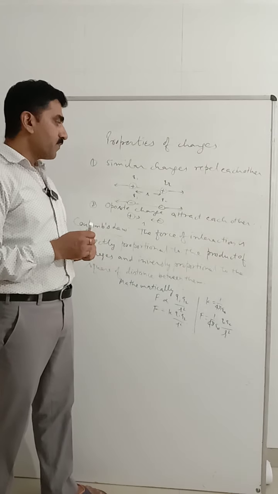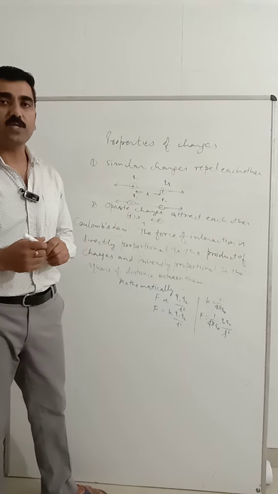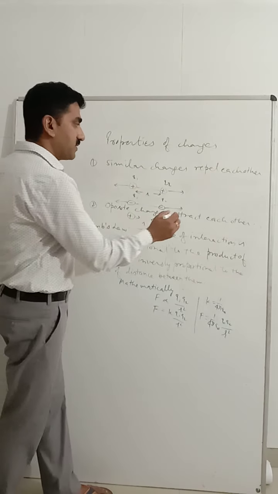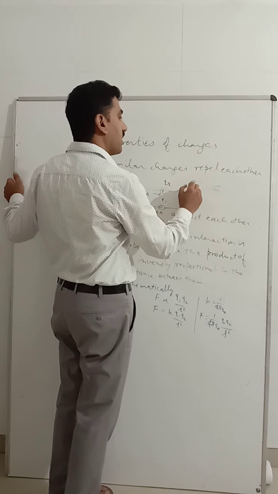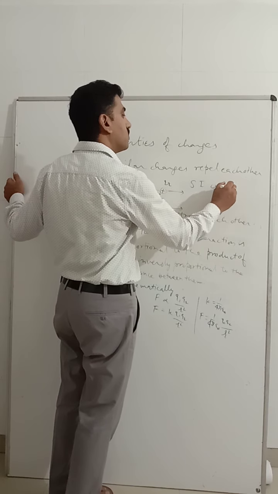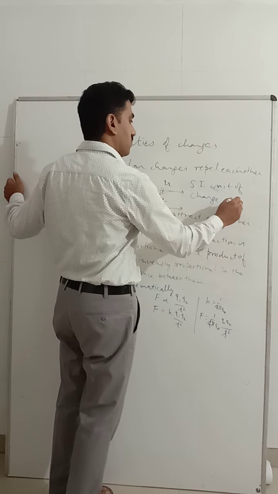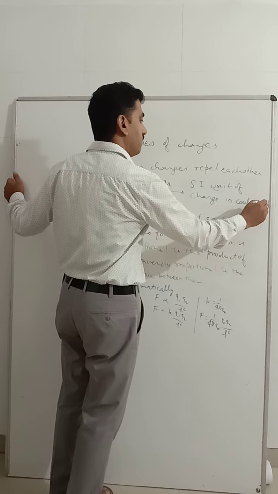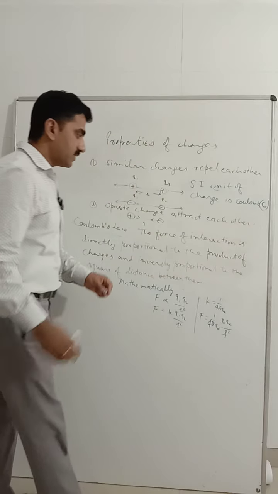After Coulomb's law, the SI unit of charge is called Coulomb. The SI unit of charge, whether it is positive charge or negative charge, is called Coulomb. It is represented by capital C.